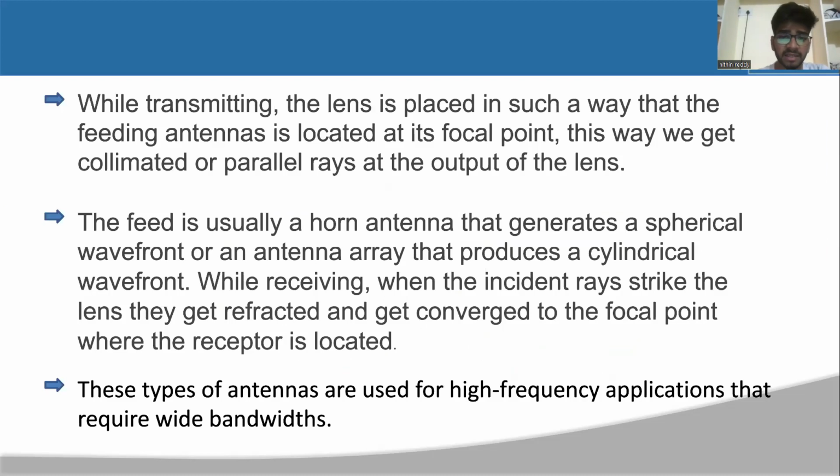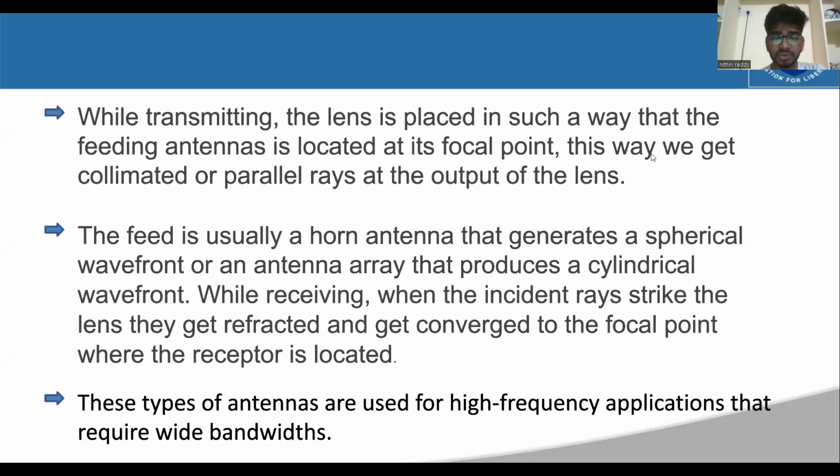While transmitting, the lens is placed in such a way that the feeding antenna is located at its focal point. This way we get collimated or parallel rays at the output of the lens. The feed is usually an antenna that generates a spherical waveform or an antenna array that produces a cylindrical waveform. While receiving, when the incident rays strike the lens, they get refracted and converged to a focal point where the receptor is located. These types of antennas are used for high frequency applications that require wide bandwidths.